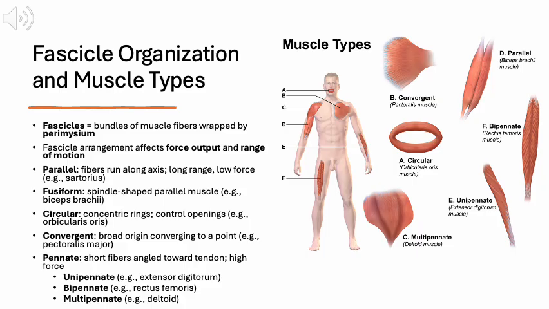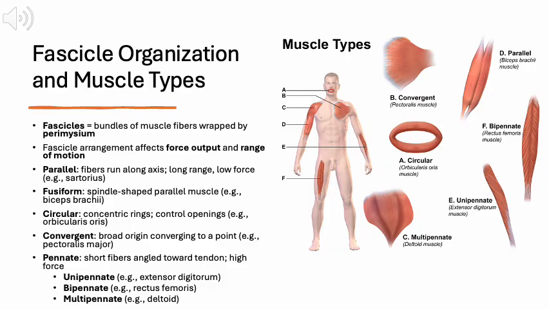Muscle fibers are bundled into fascicles, and the way these fascicles are arranged has a direct effect on the muscle's range of motion and force production. Parallel muscles, like the sartorius, have fibers that run along the length of the muscle, allowing for long movements but less power. Fusiform muscles, such as the biceps brachii, are a variation where fibers taper at both ends. Circular muscles, like the orbicularis oris, surround openings and act like valves.